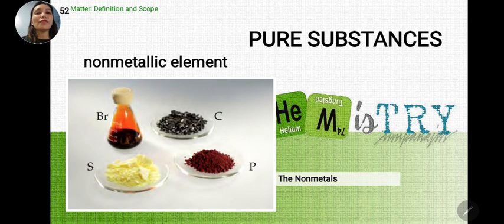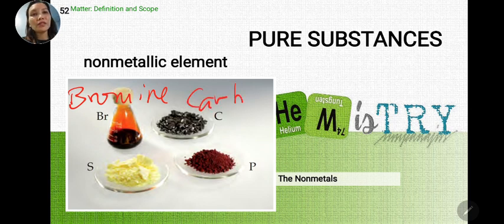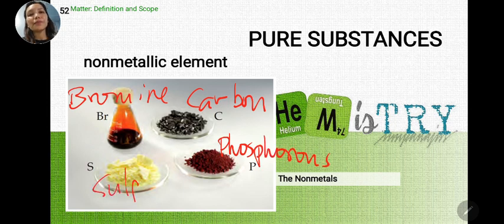These are examples of non-metallic elements. We have bromine, liquid type. We have carbon, phosphorus, and sulfur. So, solid type sila. Ito, liquid type. Yun yung sinasabi kanina.